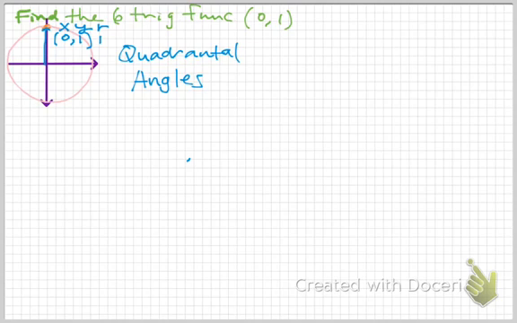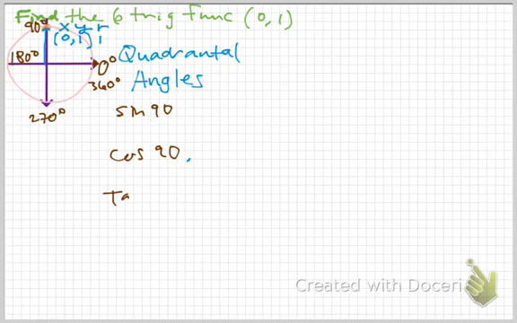So for example, I didn't realize it zoomed out for you guys. Let's go around the circle and let's do degrees. So we start at 0 degrees up here, over here, and over here, and over here. 360. So let's go ahead and find sine of 90, cosine of 90, tangent of 90, cosecant of 90, secant of 90, and cotangent of 90.